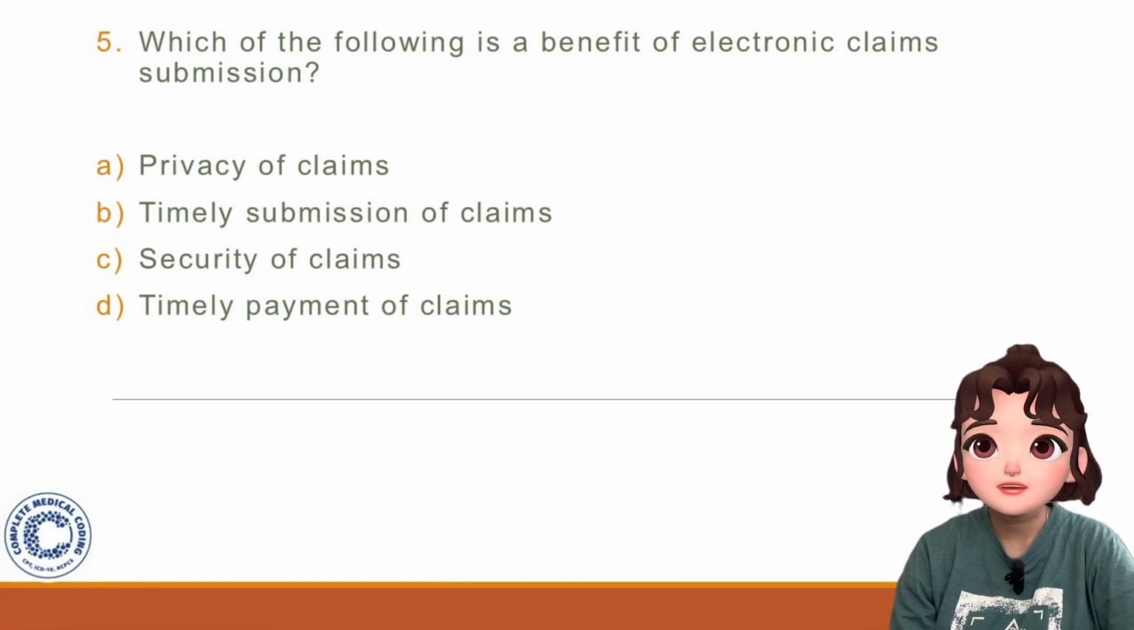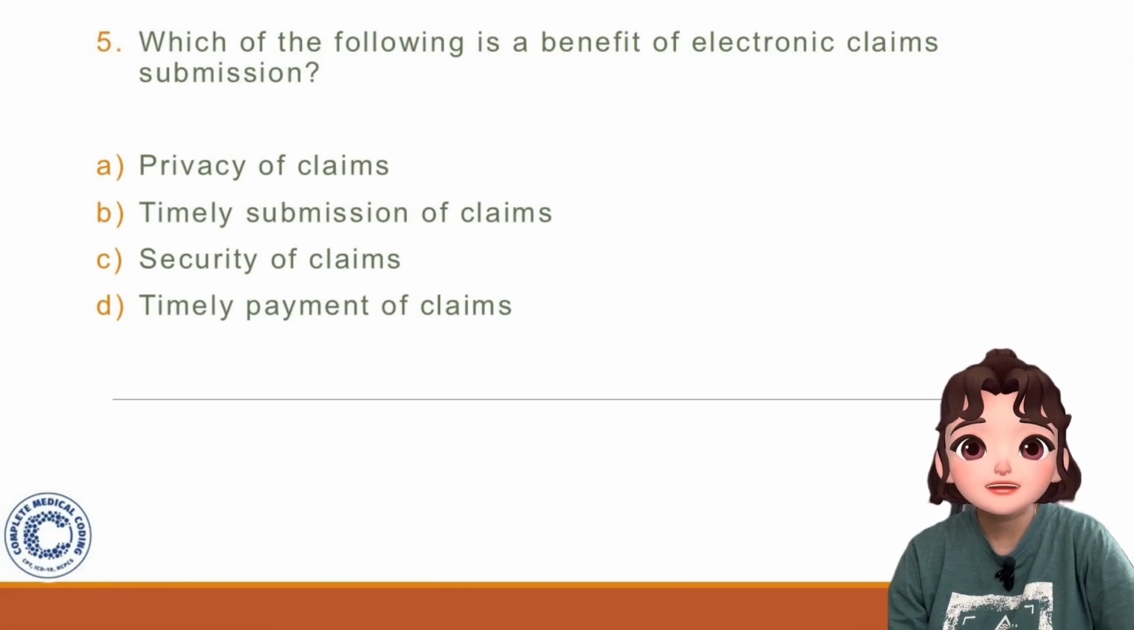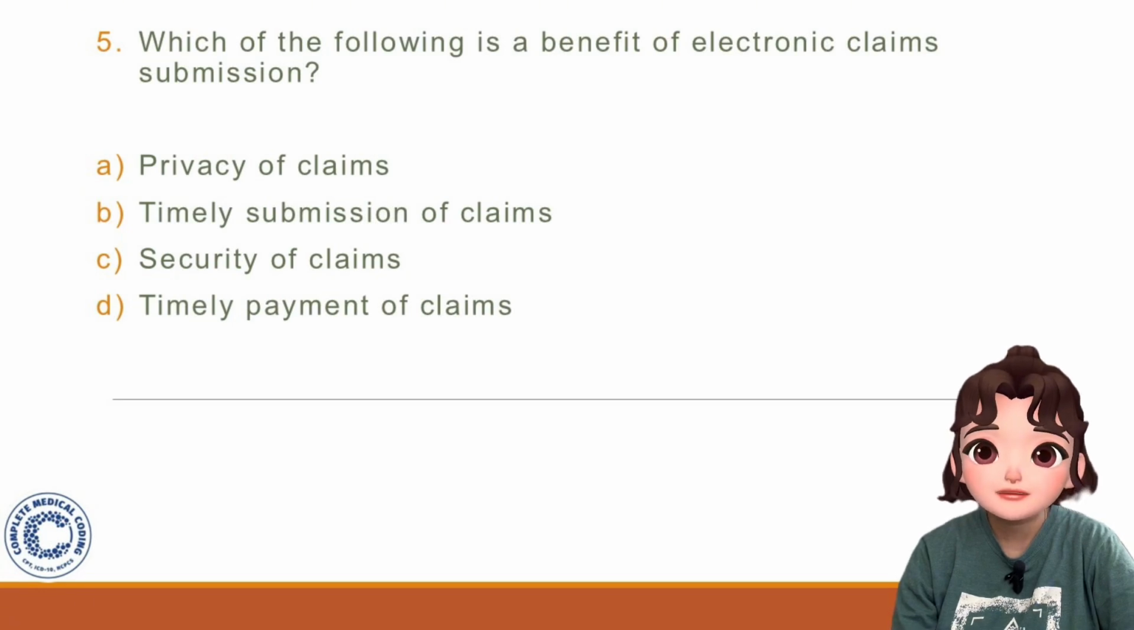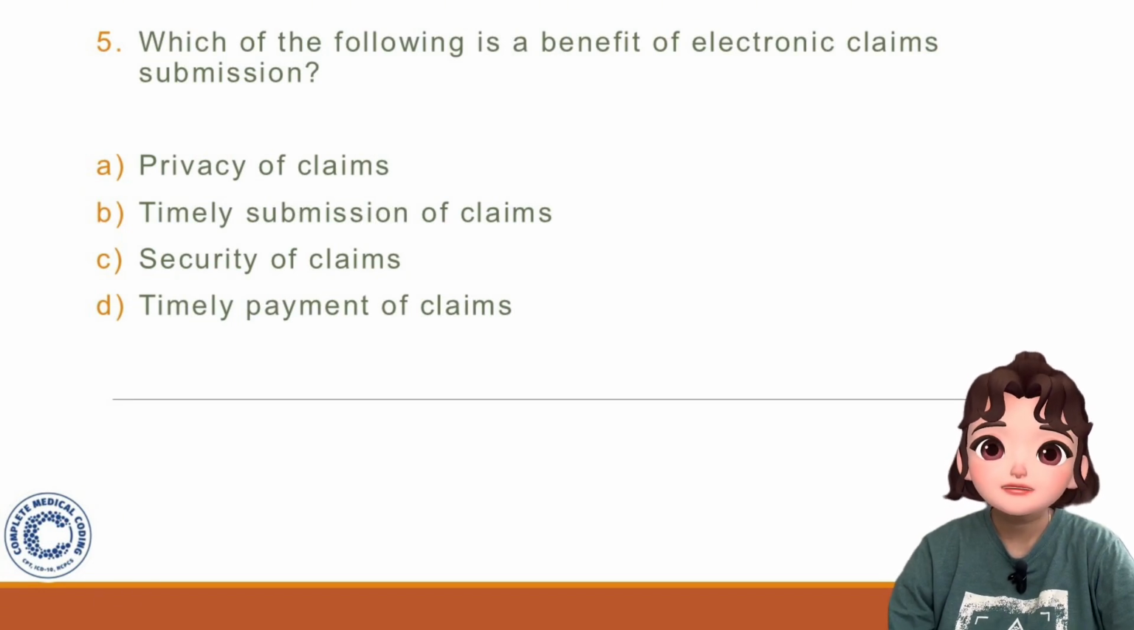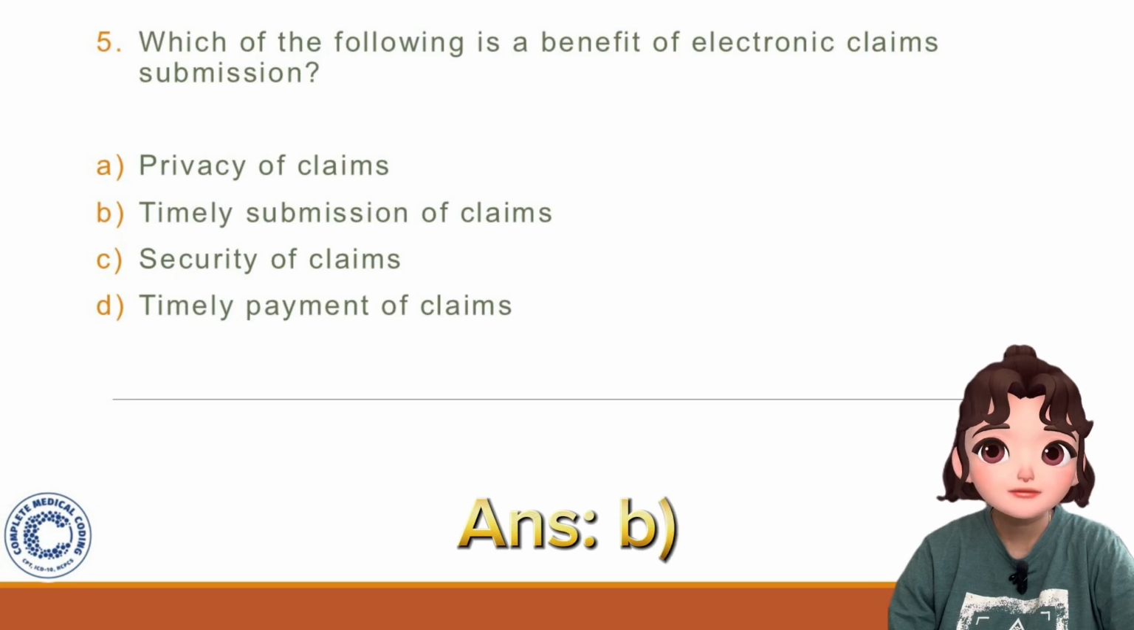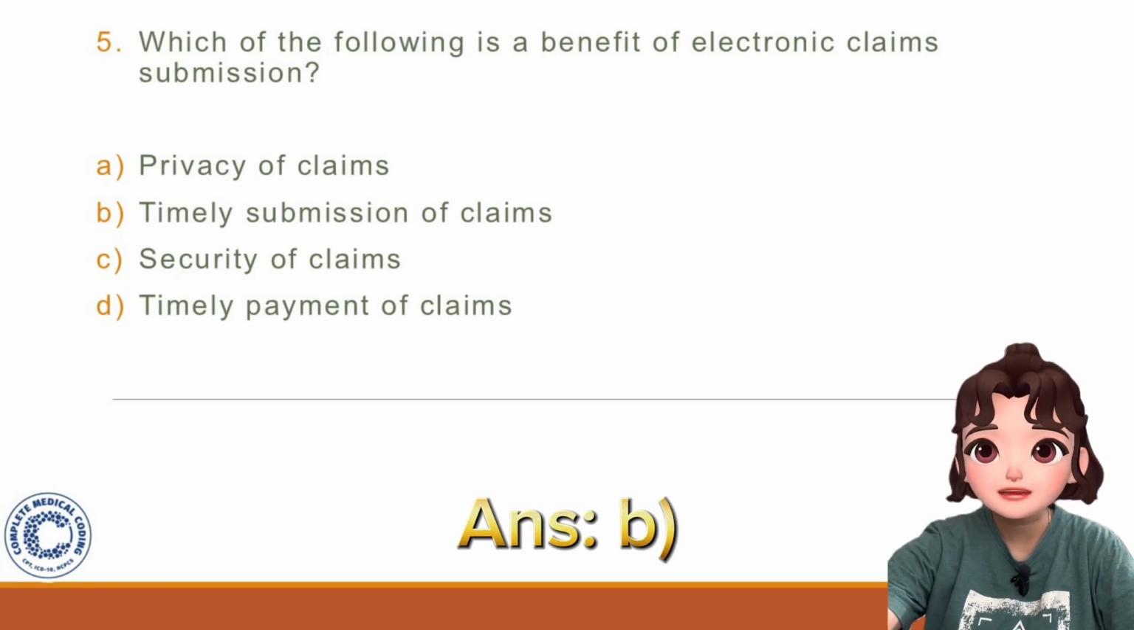Fifth question, which of the following is a benefit of electronic claim submission? Nowadays, all claim submissions are electronic, not manual. So what is the main benefit of electronic claim submission? Is it privacy of claims, timely submission of claims, security of claims, timely payment of claims? Even though all these four could be answers for this question, what is the exact answer? The main benefit of electronic claim submission is timely submission of claims. Option B is the answer. Through electronic claim submission, you can timely submit the claims.